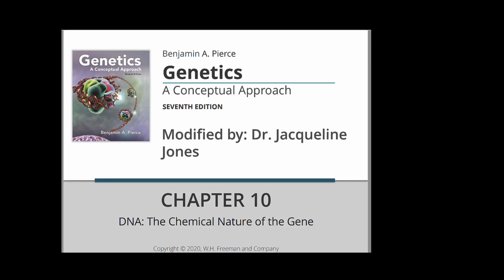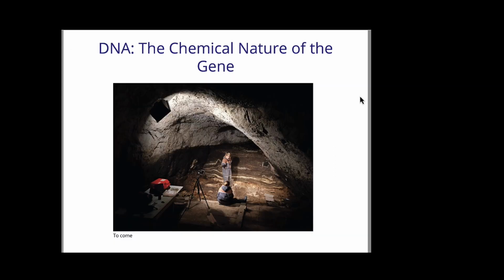All right, we are going to be covering chapter 10, and this is on DNA, looking at the chemical nature of DNA. So this image that you see here, which is found in chapter 10 in the beginning, is a picture of a Denisova cave in Siberia. And in this cave, scientists found a 90,000 year old bones from an ancient human.